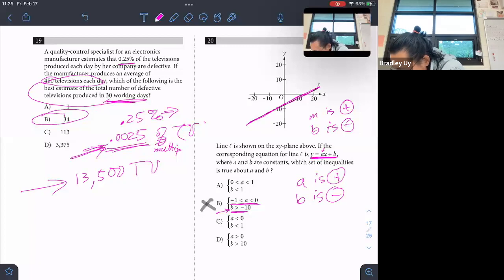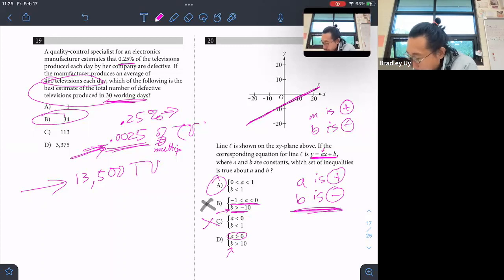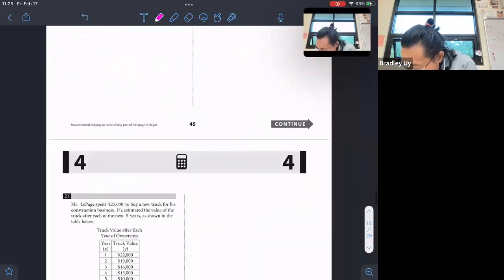B is already wrong. C is also wrong. A has to be positive. D could be right based on this first statement, but B is not. We already know B is a negative number. So that leaves our right answer choice of A. That again comes back to an understanding of slope-intercept form. Okay. All right, 40.